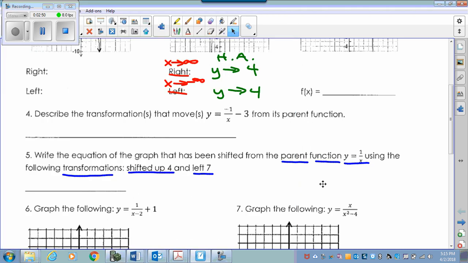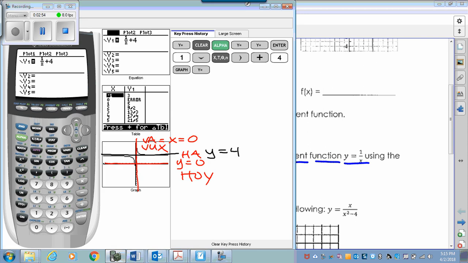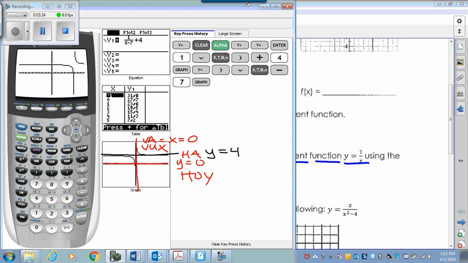And now I want it to go to the left 7. So if I want to go to the left, remember horizontal, left and right has to do with my x's. So let's come down to this x, and how about if I go minus 7? Remember it was always the opposite, so it should move it to the right. Okay, so there's my vertical asymptote, and it did move it to the right, because here it is, where it goes down and then up. That's my vertical asymptote. And now my vertical asymptote is at x equals 7.